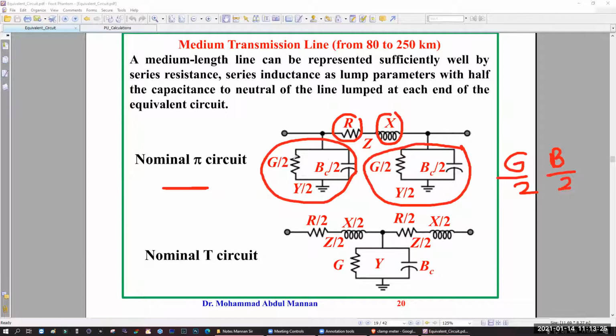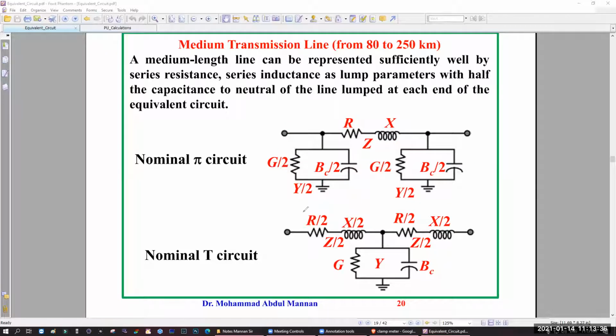So your G by 2 will be here, B by 2 will be here. Your G by 2 will be here, B by 2 will be here. So that means your Y by 2, this is your Y by 2, this is your Y by 2. Okay? In your next case, in the T model, you have to use your main component twice.